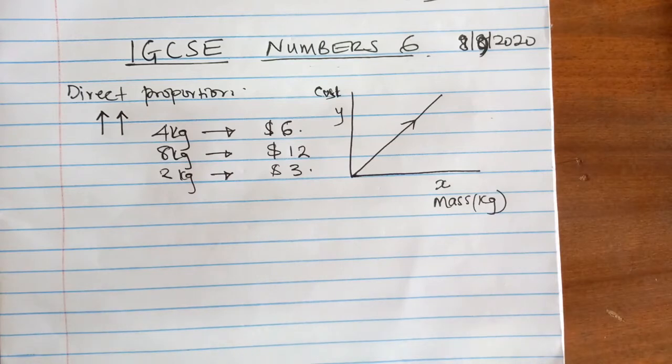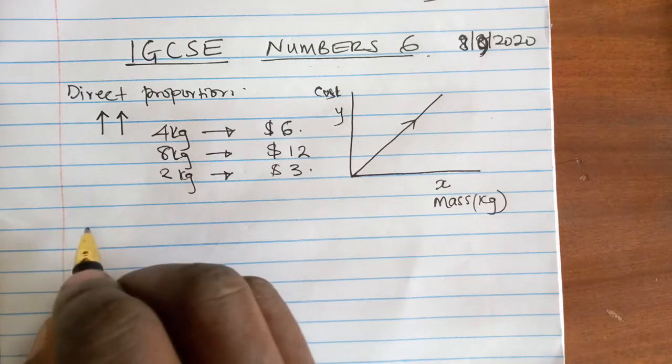And I want us to go to Example 1. In Example 1, we're saying that the cost of a phone call is directly proportional to its length, and a 3-minute call costs $4.20. Let us write it down here.